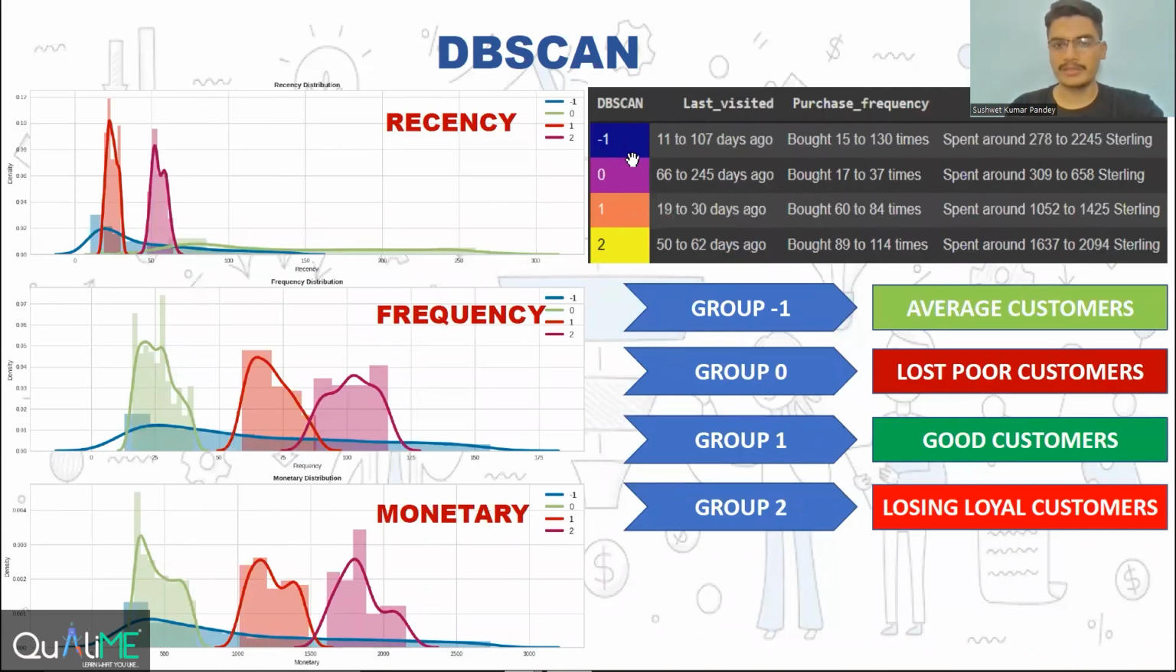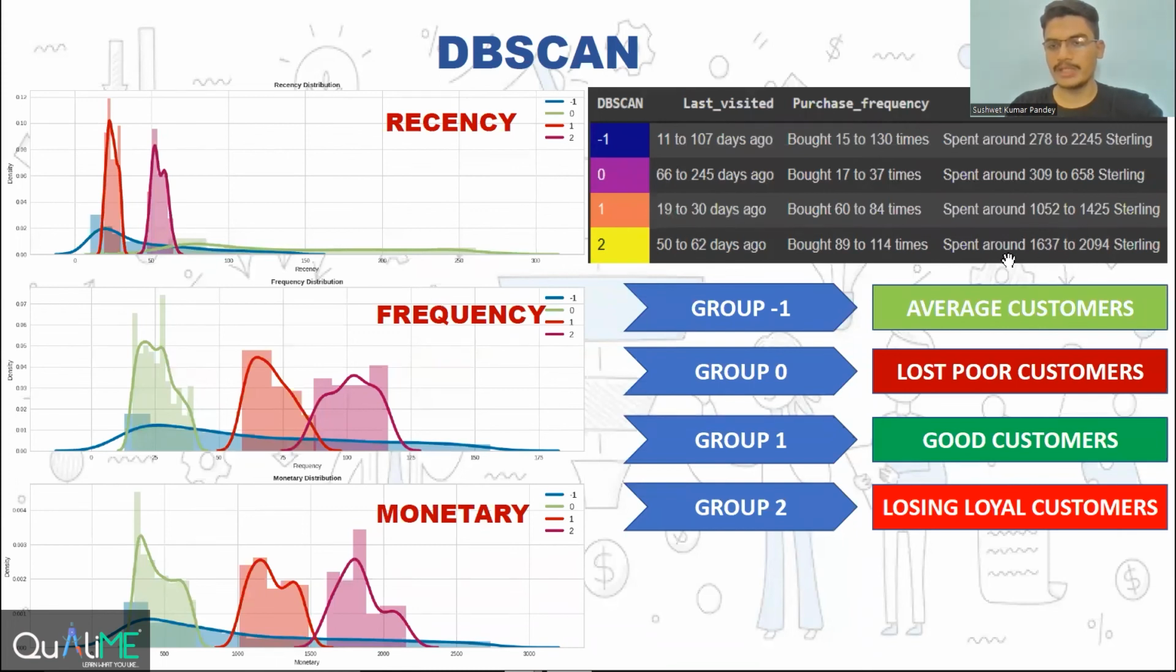Let's see the description of all these. So group number -1, customers who fall in this segment visited 11 to 107 days ago, bought this many number of times, and spent an average amount of money. So these are the average customers. Group number 0, these are the lost poor customers. They have not visited recently and they are not spending good money. So these are lost poor customers. And group number 1, these are the good customers spending a good amount of money, visited around a month ago.